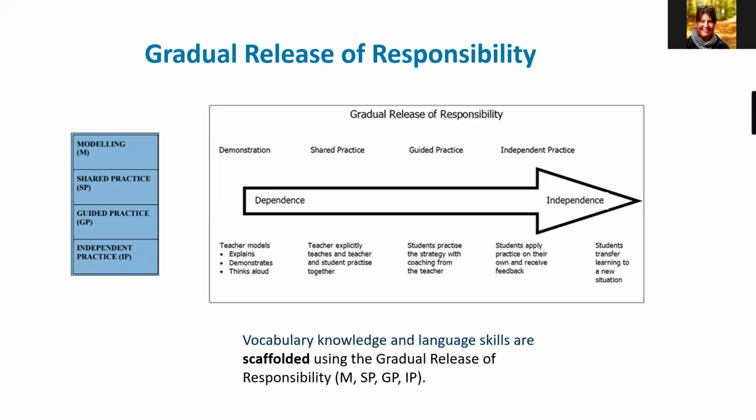So you will see these acronyms: M for modeling, SP for shared practice, in which the teacher and students are sharing together, GP for guided practice, in which the students are doing the work and the practice, but the teacher is there as a guide. And then finally, IP for independent practice, in which the students are working on their own, either independently or in small groups or pairs. So this gradual release of responsibility is evident and built into every lesson.